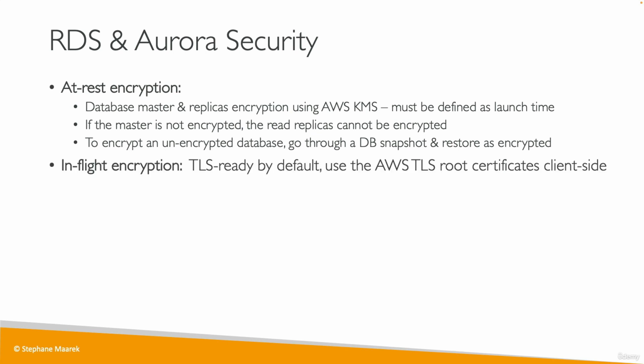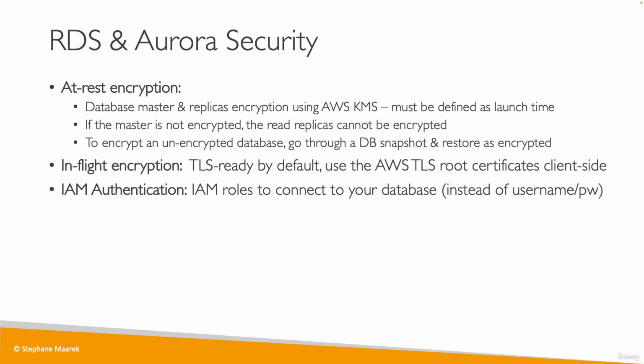Then you have in-flight encryption, so between your clients and your database. So each database on RDS and Aurora is ready to have in-flight encryption by default. And so therefore, your clients must use the TLS root certificates from AWS. They're provided on the AWS website.